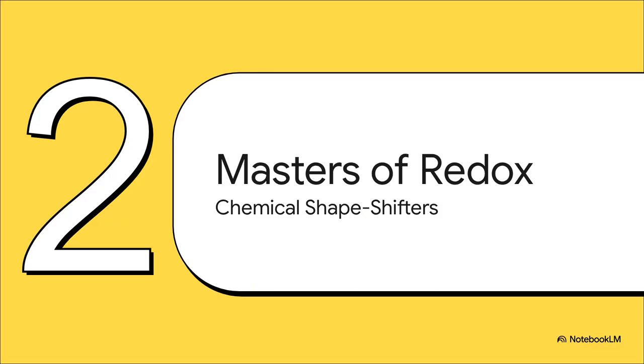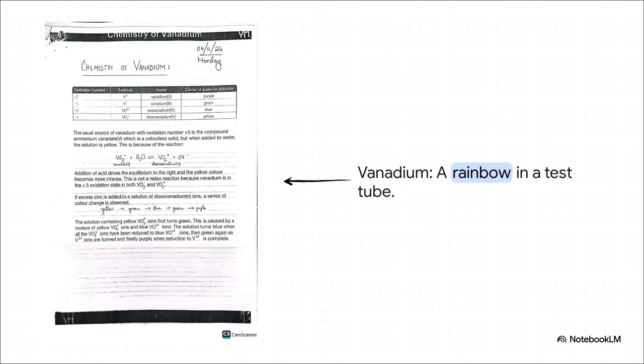Now, let's move on to their next superpower, having variable oxidation states. Transition metals are the ultimate chemical shapeshifters. They can gain or lose different numbers of electrons with incredible ease, completely changing their identity in the process. And there is no better poster child for this than the element vanadium. I mean, just look at this. Depending on how many electrons it's lost, its oxidation state, it can be yellow, blue, green, or even purple. Each color is a completely distinct chemical, and it's just beautiful, direct evidence of these changes happening.